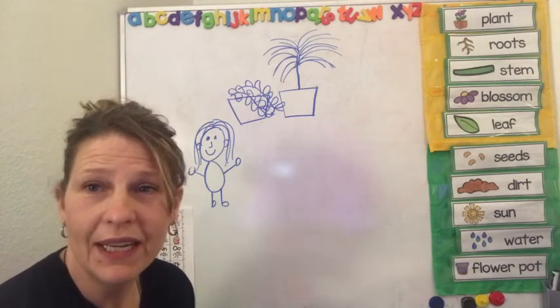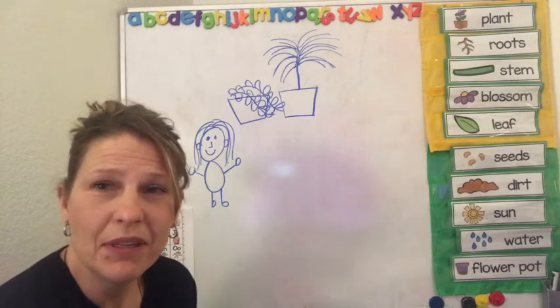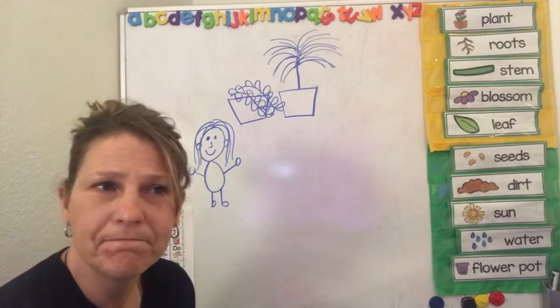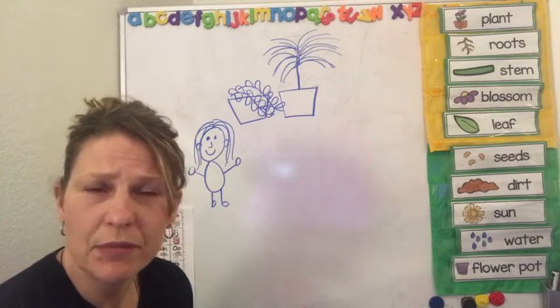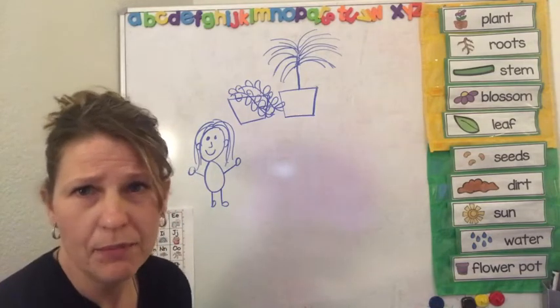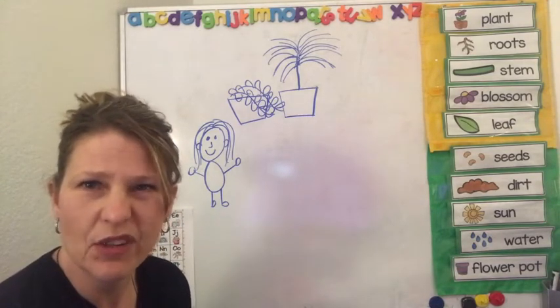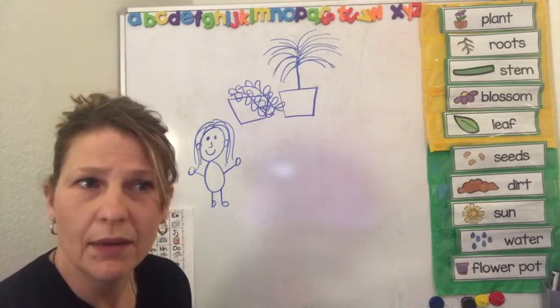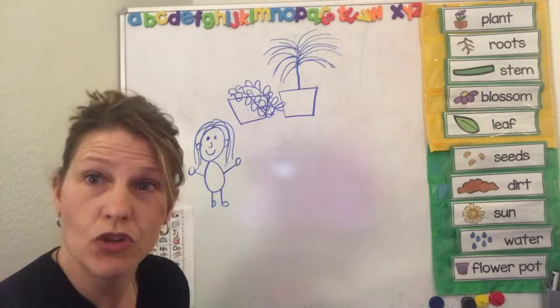It's time for our writing. Today I thought we might do something a little different. When we're in our classroom and we come to the carpet, sometimes we do a movement song or something to get ready. So I thought we might do that today. We can do our everybody jump up and down.